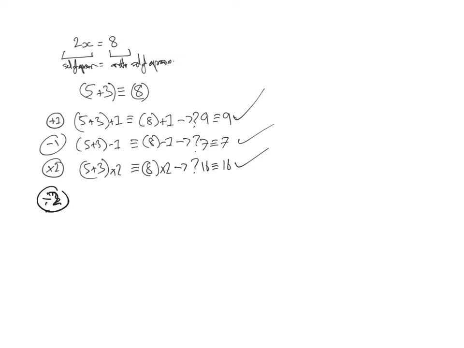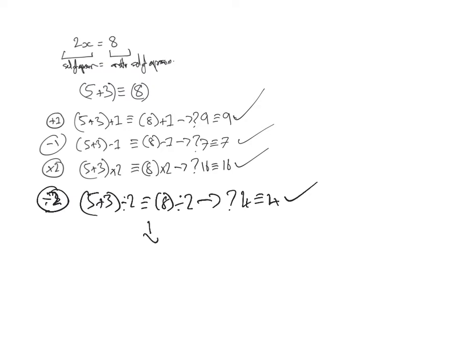Division by 2. Okay, so 5 plus 3 divided by 2. Is that equal to 8 divided by 2? So, essentially, 5 plus 3 is 8, divided by 2 is 4. Is that always equal to 4? Yes, it is. And again, why am I teaching this? Well, I'm teaching this because when we get to using algebraic fractions, what we can end up with is something like this. We can end up with 5 plus 3, okay?